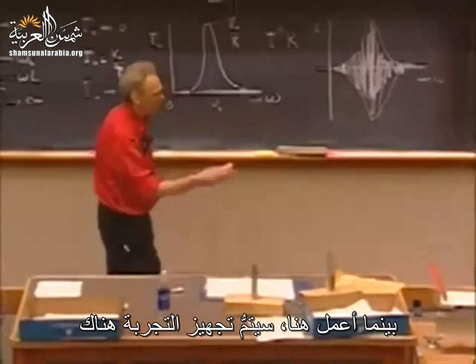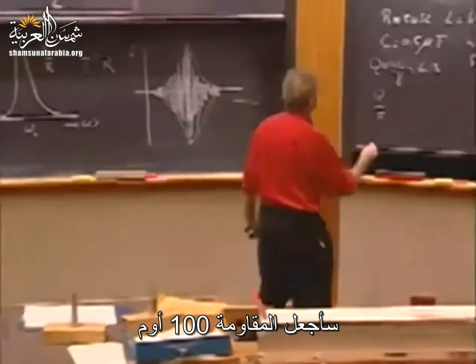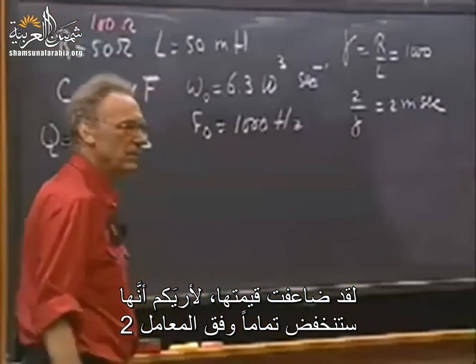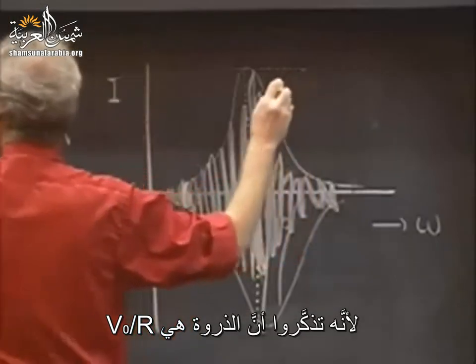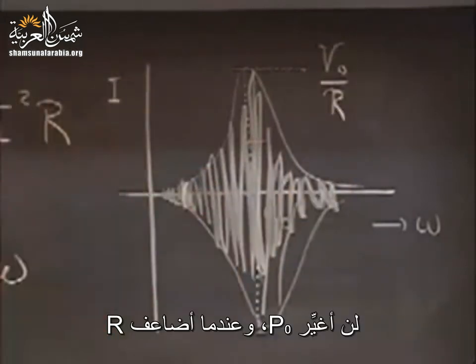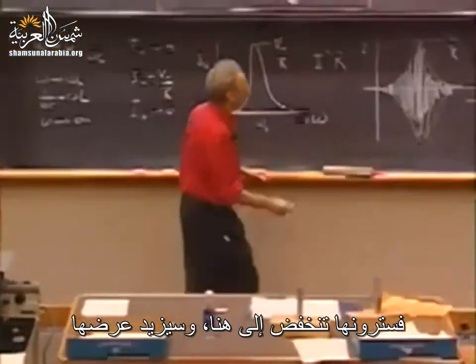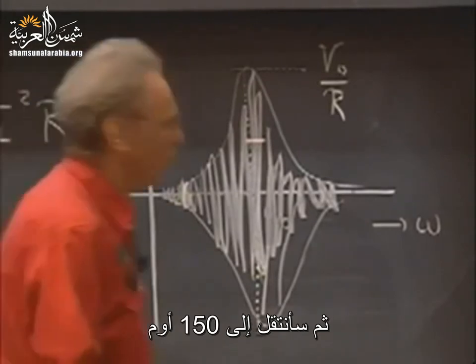While I'm at it, the experiment is set up there, and you will see it here. I'm going to make this 100 ohms. I'm going to double it to show you that this point will exactly go down by a factor of 2, because remember, the peak is V0 divided by R, and I'm not changing V0. And so when I double R, you will see it come down to here, and you will see it get broader.